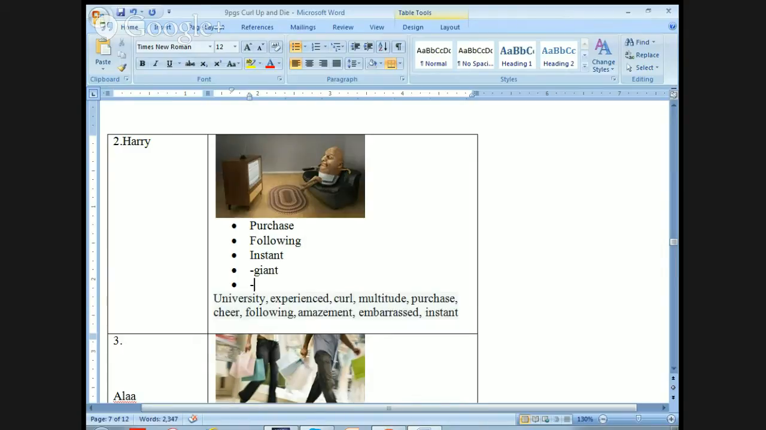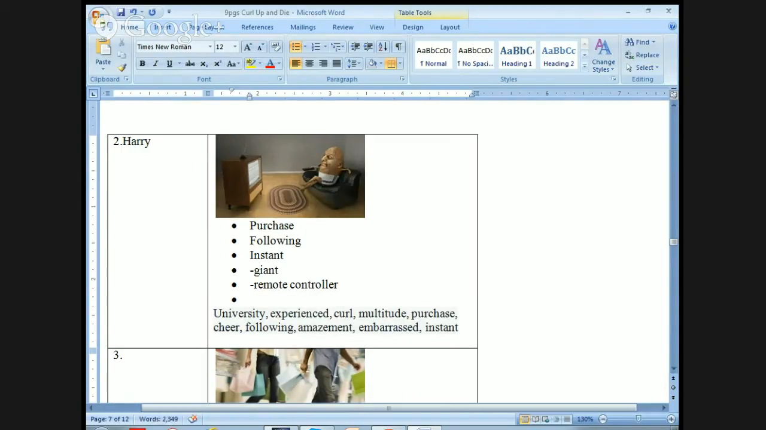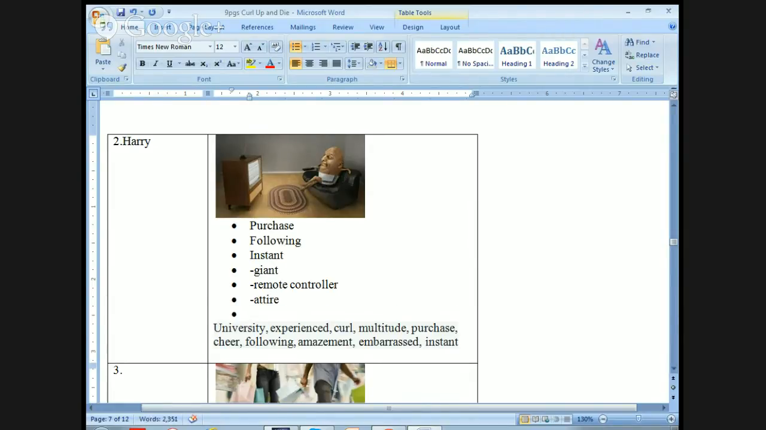Peter, can you give us a word? Remote controller. There you go. Remote controller. Okay. Allah? Money. Attire. Allah, attire. Spell it for me. A-T-T-I-R-E. Okay. Attire. And who gave me that? I forget. Was that Allah? Credit card. Yeah.